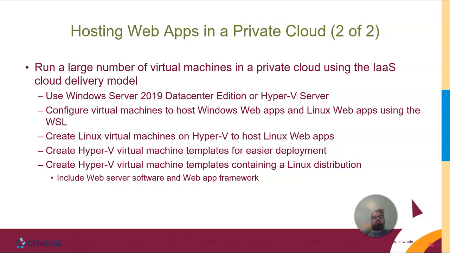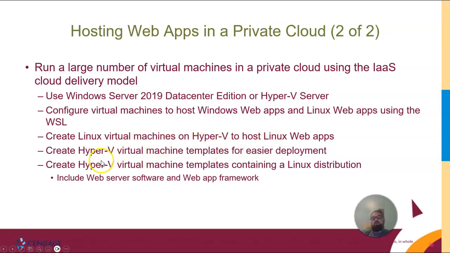And then if you want to run a large number of virtual machines in a private cloud using infrastructure as a service, you'll want to use Windows Server 2019 Datacenter Edition or Hyper-V Server. You'll want to configure the virtual machines to host Windows web apps and Linux web apps using WSL. Create Linux virtual machines on Hyper-V to host Linux web apps.